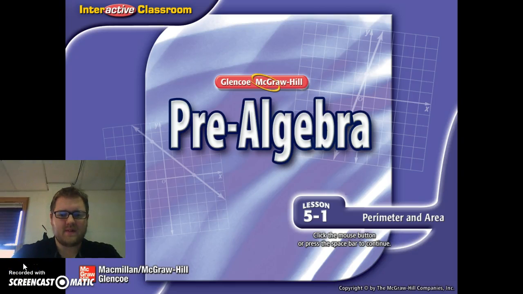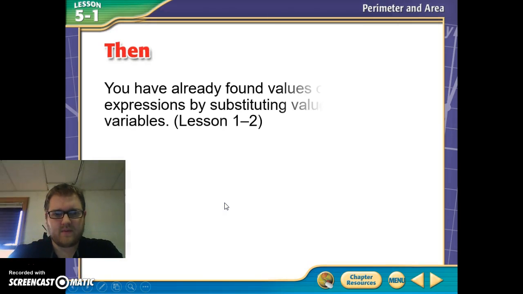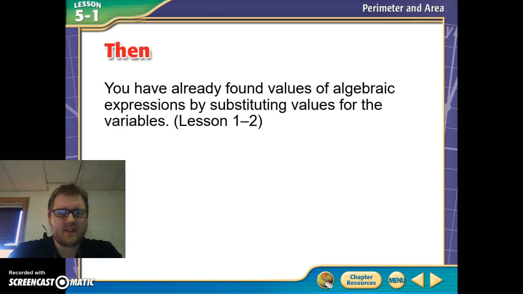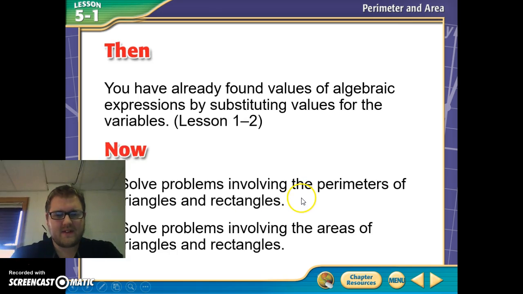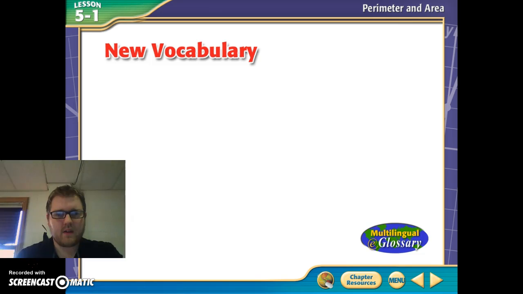Alright, so in this lesson we want to talk about perimeter and area, which is something that should be relatively review for you from 7th grade math. Earlier in this year, we've already found the values of algebraic expressions by substituting values in for variables like a, b, and c. We've plugged numbers in. Now we're going to take a look at that in terms of various formulas of perimeter and area, for instance. So just some new words we're going to hit this chapter.